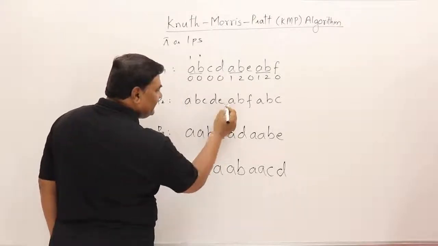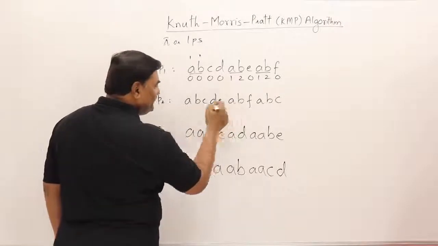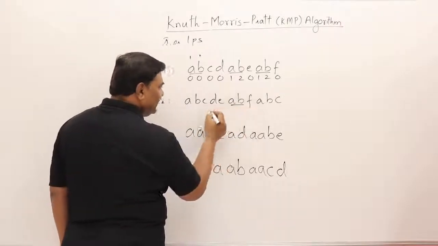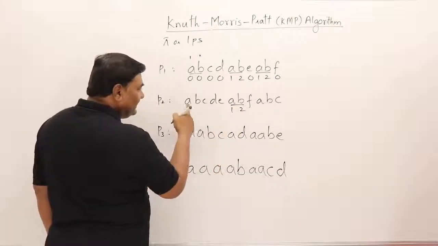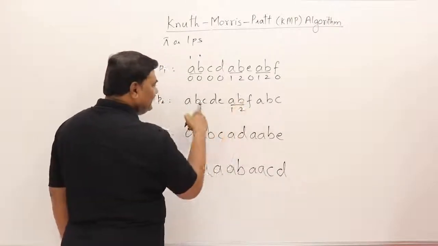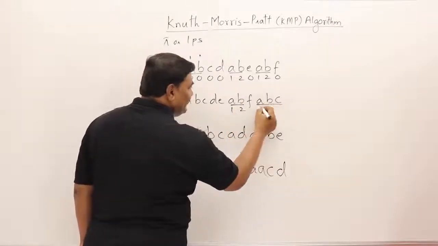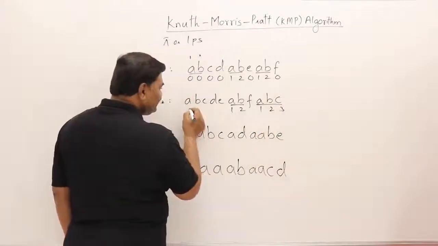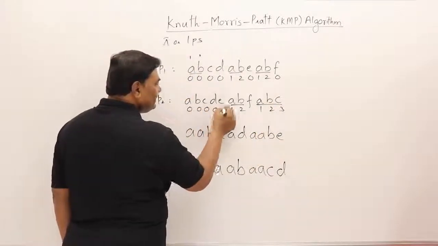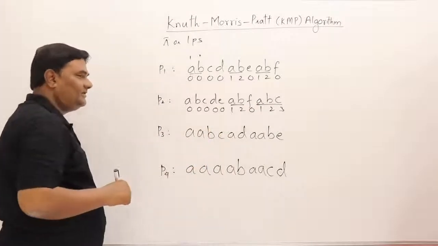A, is it appearing anywhere? Yes, it's appearing. Oh, B is also appearing. So this is matching. So this is 1 and 2. Then A anywhere? Yes, it's appearing here. So BC also appearing. So these three are matching. 1, 2, 3. Rest of them are all zeros. This is a pi table.